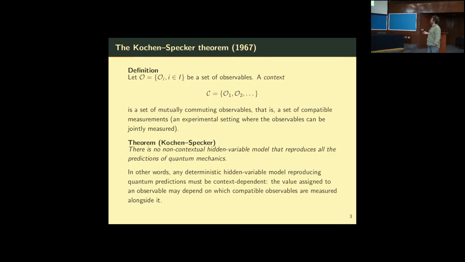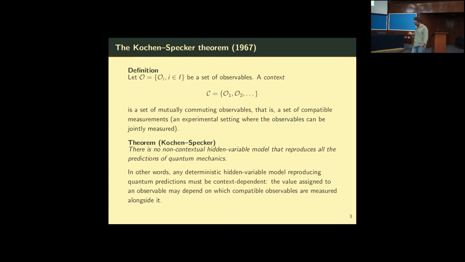So the Kochen-Specker theorem, a theorem that was proven in 1967, says that it's not possible to have a hidden variable model that reproduces the predictions of quantum mechanics if this model is independent of the context.